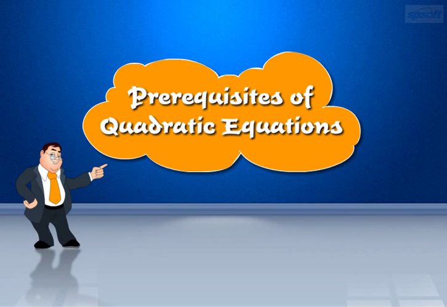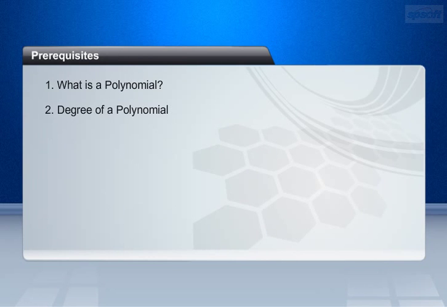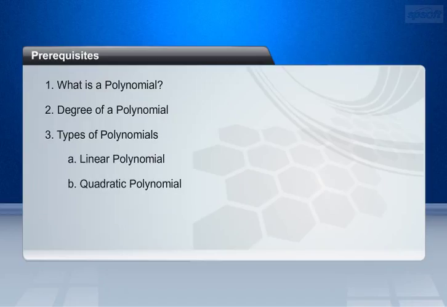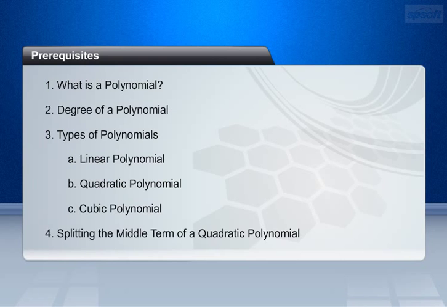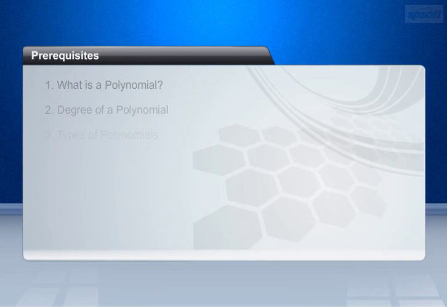Let us see the prerequisites of quadratic equations. The following are the concepts discussed as the prerequisites of quadratic equations. What is a polynomial? Degree of a polynomial. Types of polynomials: linear polynomial, quadratic polynomial, cubic polynomial. Splitting the middle term of a quadratic polynomial. Perfect squares.